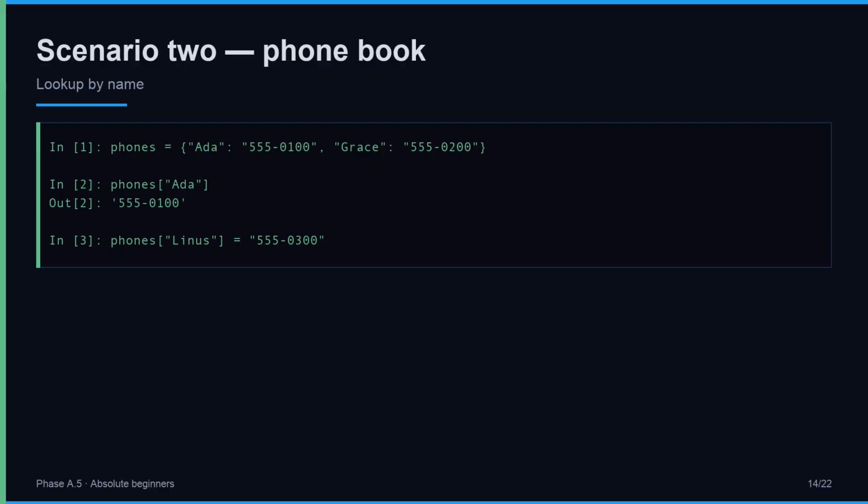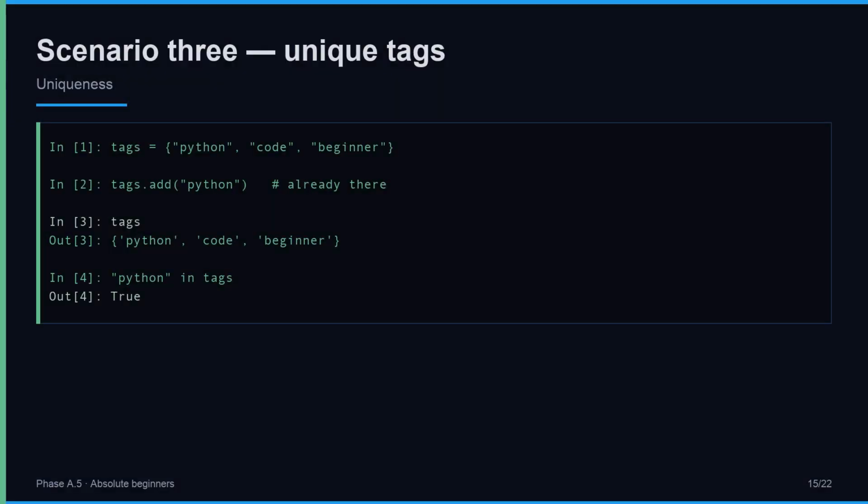Names belong in dicts. Third scenario, a set of tags for an article. Each tag should appear once, Python twice does not mean anything. Adding Python again has no effect. The set keeps 3 unique tags. You mostly ask, is Python in the set? Membership, fast. When your rule is no duplicates and you only care about belonging, a set is exactly the tool.